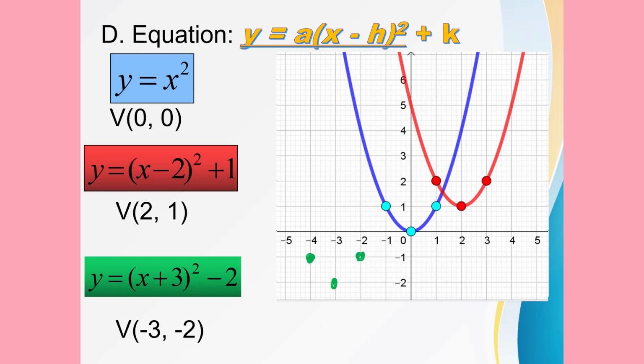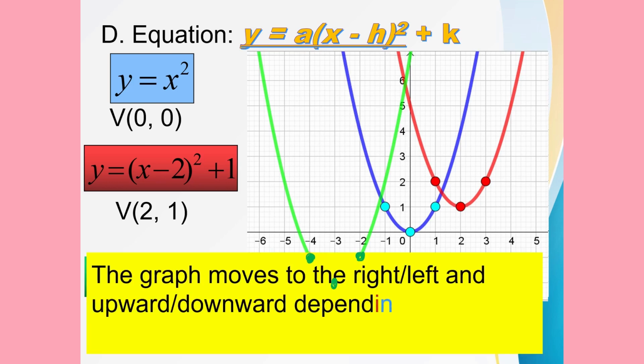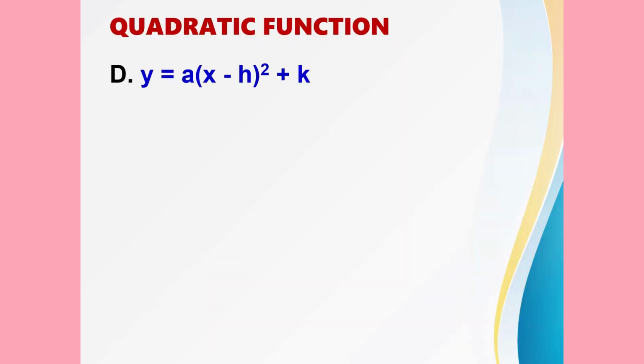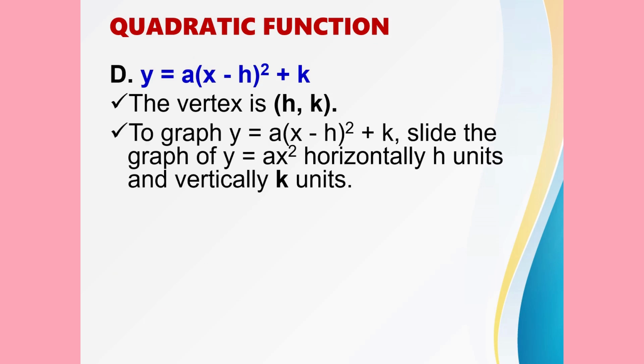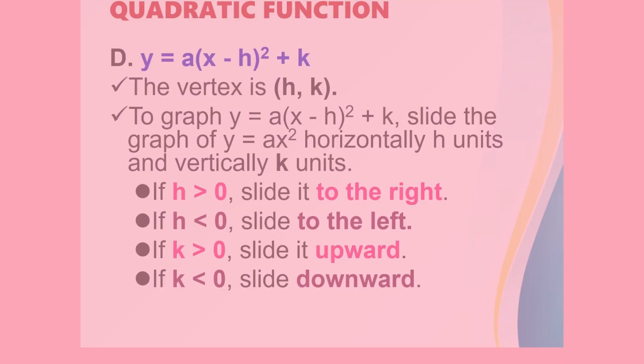And then we can now draw the graph by connecting the 3 points. So the graph moves to the right or left and upward or downward depending on the values of h and k. So the third form is y equals a times the quantity of x minus h squared plus k, where the vertex is at (h, k), and the graph, just slide the graph of y equals ax squared horizontally h units and vertically k units. So that ends the different forms of quadratic function and the effects of changing the value of a, h, and k to the graph of quadratic function.